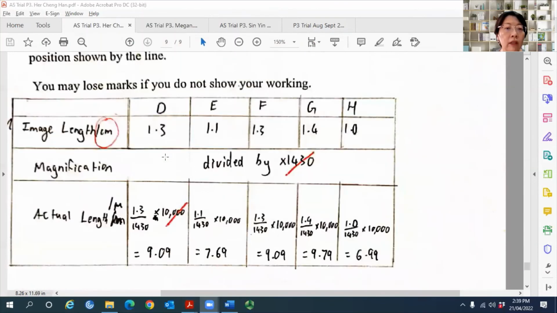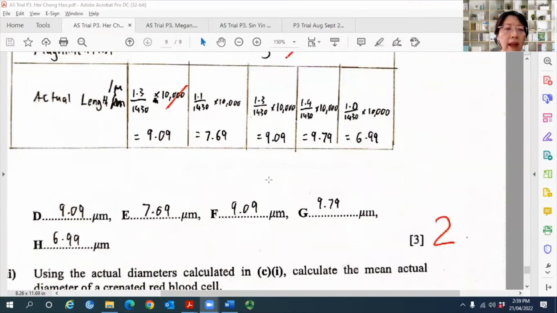Okay. So this one is very good. You see, this student, Cheng Han, drew a table. Better still. Image length in cm. So please write in mm, but I'll check every one of them is correct, then it's 1 mark. And then you see magnification, divide by 1430. And then the actual length in mm. Because he measured in cm, that's why he can times 10,000. Okay, all measurements correct, all calculated values correct. So how many marks did he get? 2 marks, so correct. Okay.